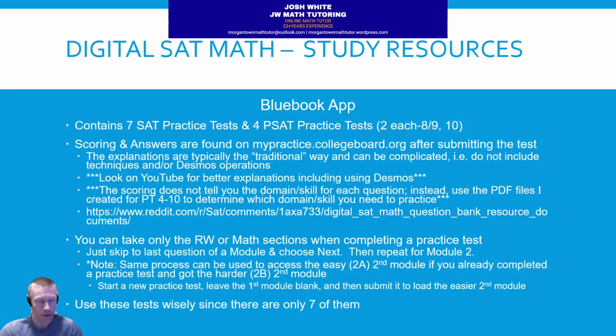Now, once you complete a practice test, the scoring and the answers and explanations are found on the mypractice.collegeboard.org website. There's a link at the end of the test. You click on that, and it'll take you to that website. You sign in with your College Board account, and then you can see the results from all your practice tests. You can click on them, and it'll show your answer and the correct answer, and you can also click and get the explanations.